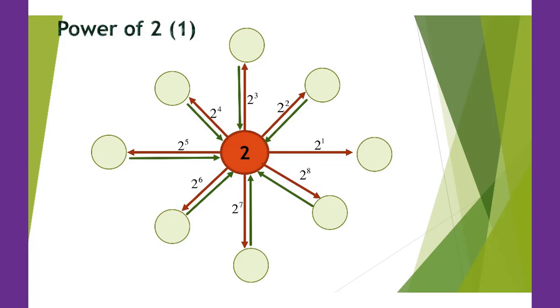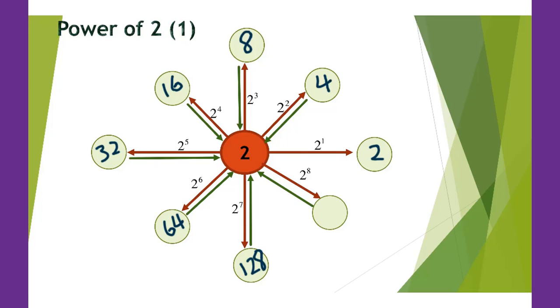First of all, we fill in the blank. 2 to the first power, that's 2. 2 to the second power, that's 4. 2 to the third power is 8. 2 to the fourth power is 16. 2 to the fifth power is 32. 2 to the sixth power is 64. 2 to the seventh power, that's 128.